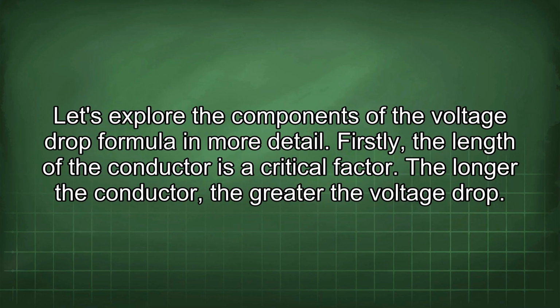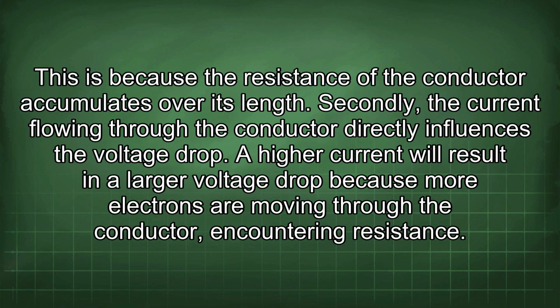Let's explore the components of the voltage drop formula in more detail. Firstly, the length of the conductor is a critical factor. The longer the conductor, the greater the voltage drop. This is because the resistance of the conductor accumulates over its length. Secondly, the current flowing through the conductor directly influences the voltage drop. A higher current will result in a larger voltage drop because more electrons are moving through the conductor, encountering resistance.